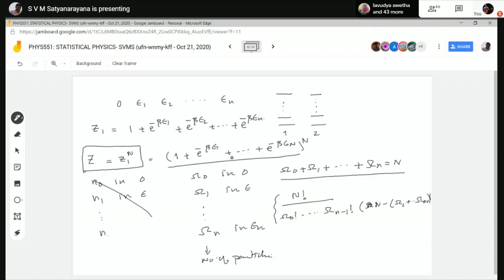Sir, if the particles are identical, we have to divide by n factorial. Is it correct? Yeah. If you have indistinguishable particles, then you have to write Z as Z1 to the power n divided by factorial n, like in the case of an ideal gas, for example.